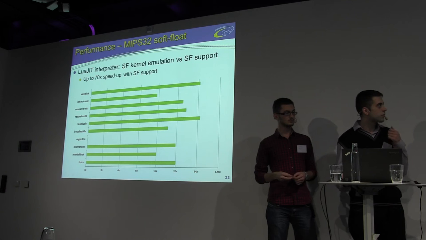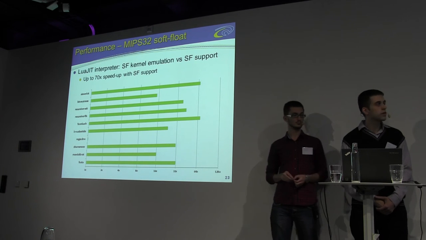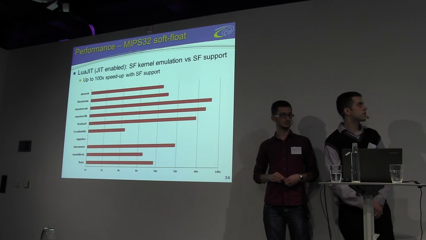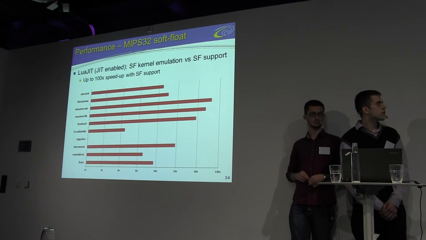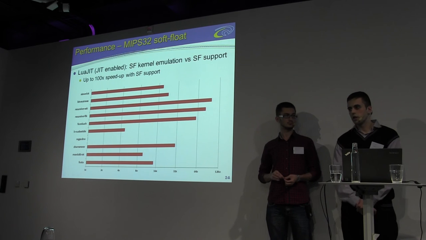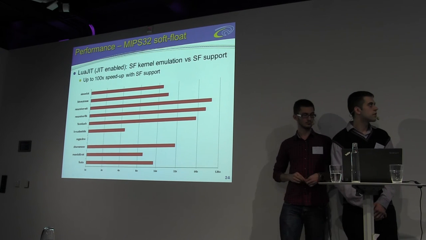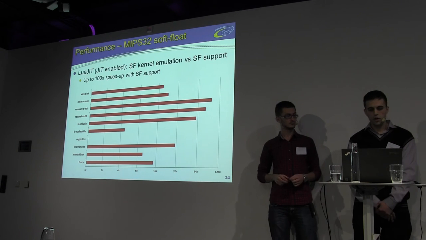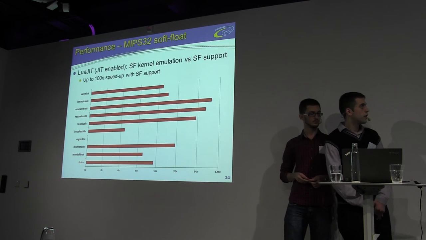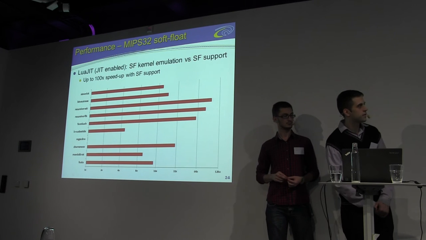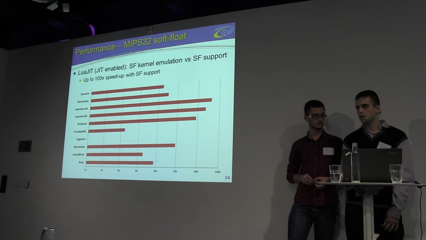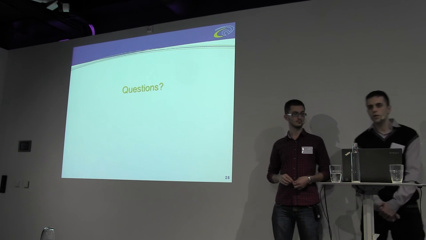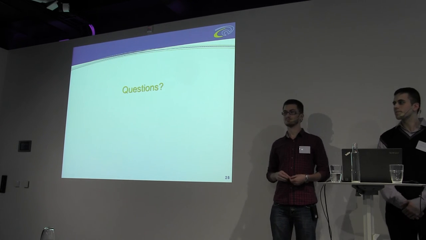That previous slide was just comparing interpreters of both versions of LuaJIT, and here are the results for JIT enabled compilation of LuaJIT, soft float emulated and with soft float support. Here we can see that there are some tests that are up to 100 times faster with soft float support. That's all from us. Thank you. Are there any questions?